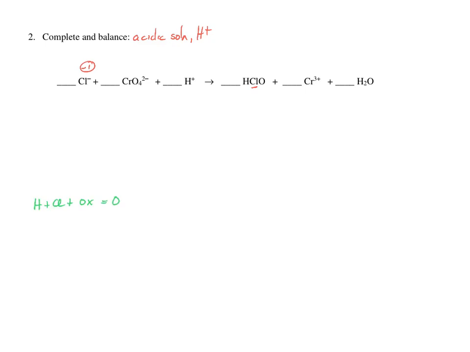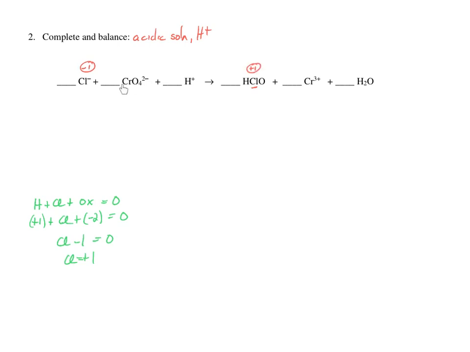So the sum of the oxidation numbers has to equal our net charge, which is 0. Hydrogen is always +1. Chlorine is what we're trying to find out. And the oxidation number of oxygen is -2. So the sum of these has to equal our net charge, which is 0, which means chlorine - 2 is equal to 0, or the oxidation number of chlorine is equal to +1.